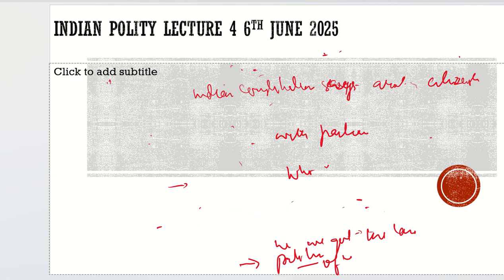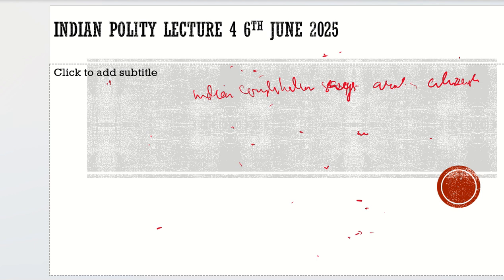So that is the reason why the makers of the constitution were in a way forced to make Part 2 of the constitution, which discusses citizenship, who are the citizens, in a nutshell. That was the need of the hour.